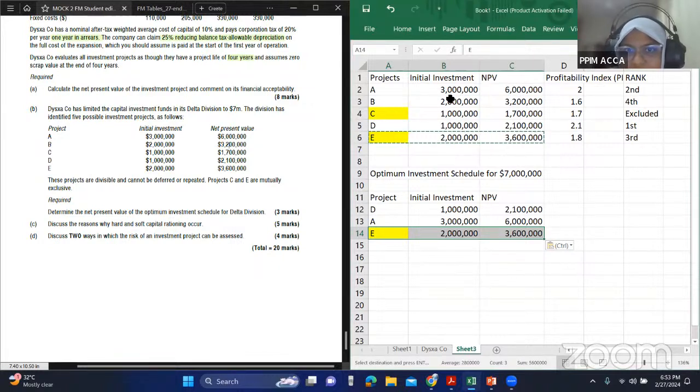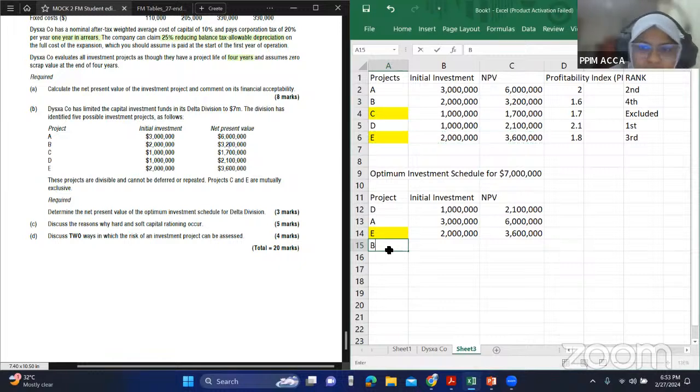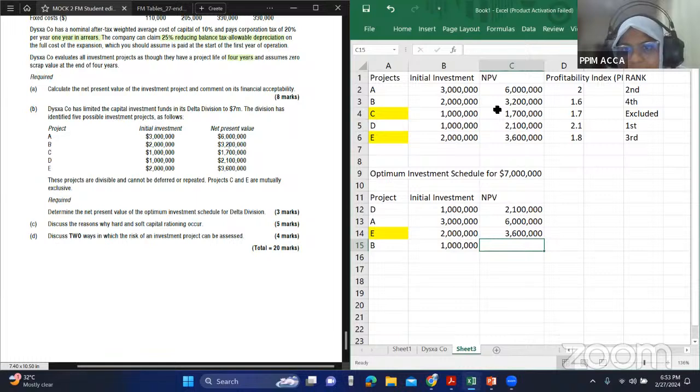Finally, the last project we can do is project B, but we can't put in the entire 2 million because we only have 1 million in hand. So we can only put in 1 million as the initial investment. If we invested 2 million, we would get an NPV of 3.2 million, but now we are only investing half, so we will only get half of that NPV. Half of 3.2 is 1.6 million. That will be the NPV that we get.